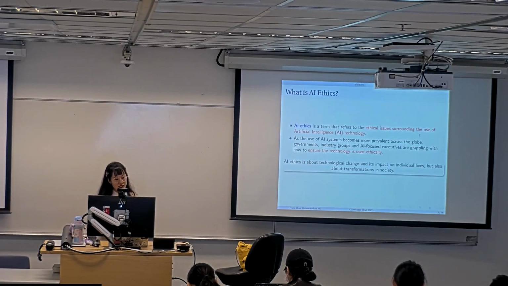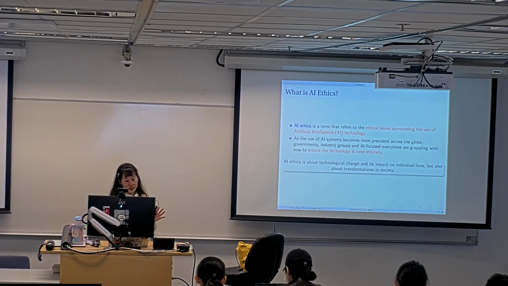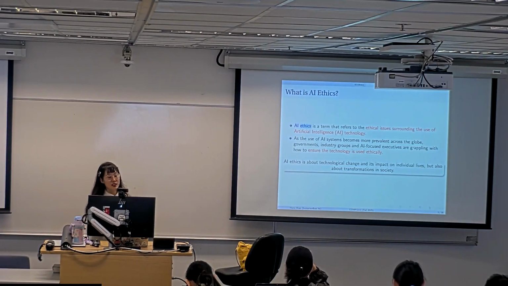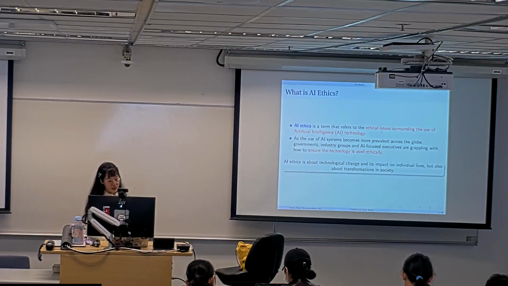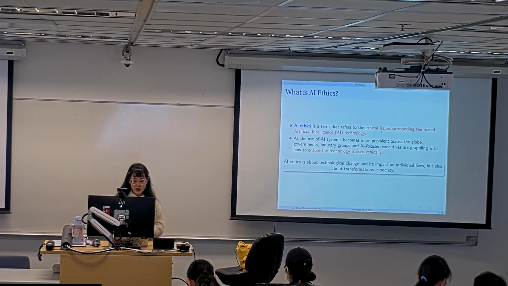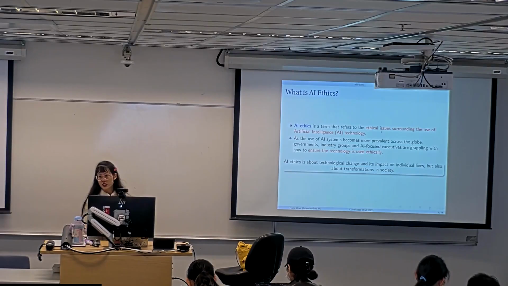So AI ethics is a term that refers to the ethical issues surrounding the use of AI technology. Of course, the term ethics is a very old term, right? It's from ancient Greek times. But now, when it emerges with AI, we specifically care about the ethical issues in the AI field. As the use of AI systems becomes more prevalent across the globe, governments, industry groups, and AI-focused executives are grappling with how to ensure the technology is used ethically.